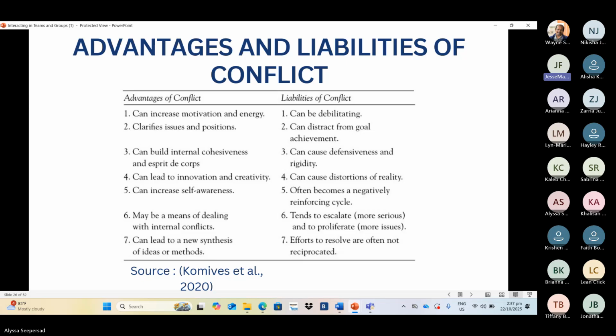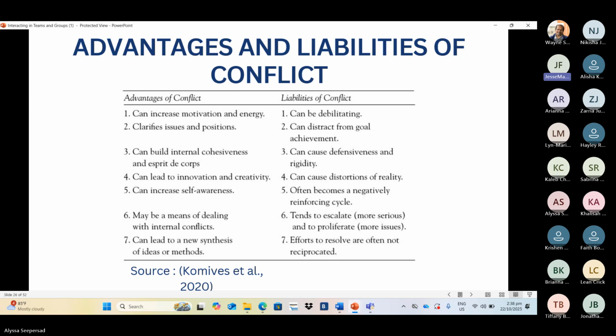Some liabilities will be conflict can be debilitating, meaning that it can be energy draining and make individuals feel exhausted or stressed. It can distract from goal achievement, so disagreements can lead to individuals losing focus and sight on what the group's goal and purposes are. They lose focus on why this group was formed in the first place. What is the purpose of this?